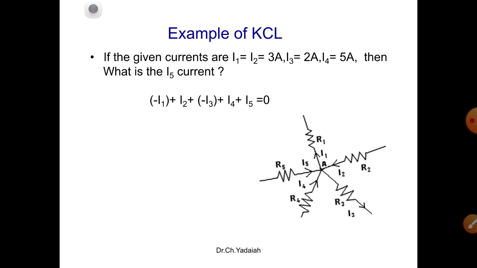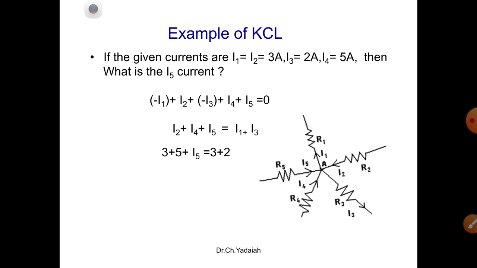Same formula you are going to apply here. Current entering towards the node is taken as a positive, and current leaving from that node is taken as a negative. Based on this, you apply the formula. Now, write the formula and substitute the values. I2 is 3 amperes, I4 is 5 amperes, and I5 we don't know, keep it as I5, and this is equal to I1 which is 3 amperes and I3 which is 2 amperes. By simple calculation, 5 gets cancelled, so I5 is equal to minus 3 amperes.